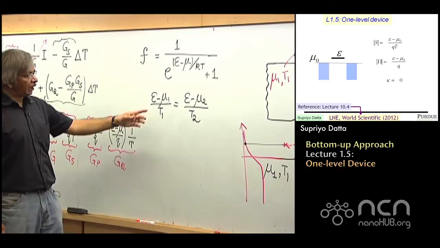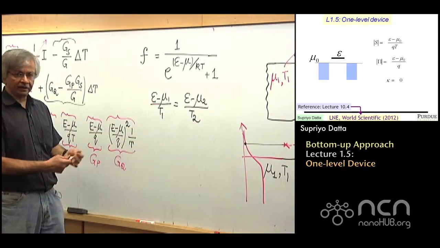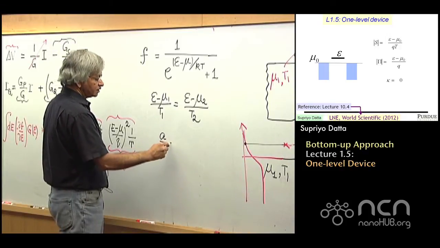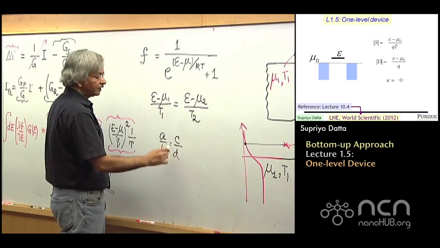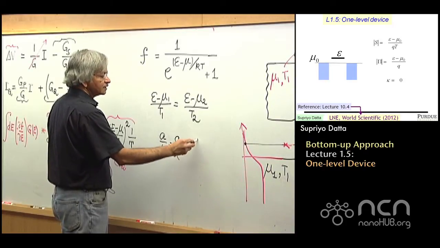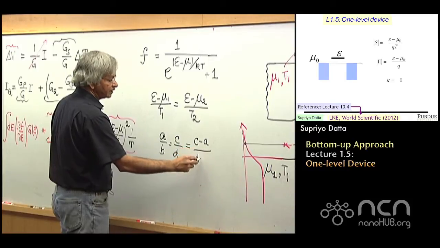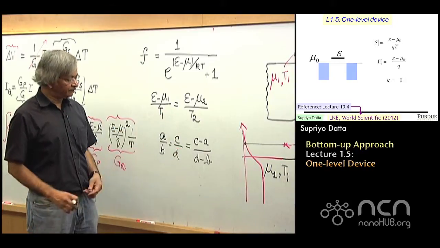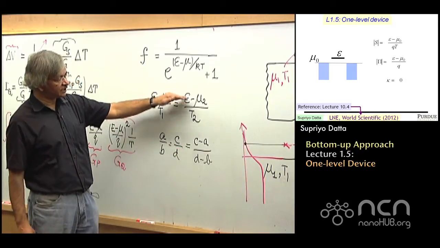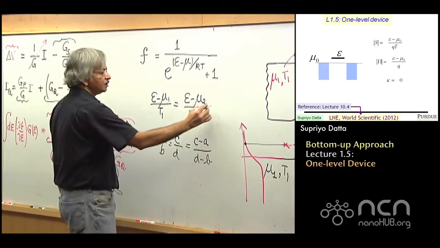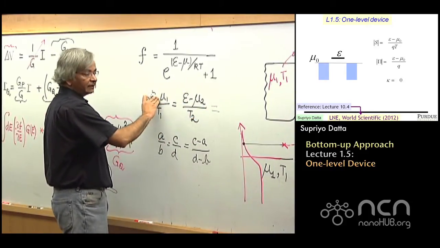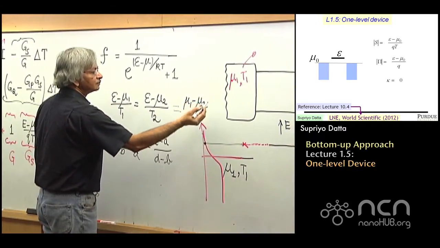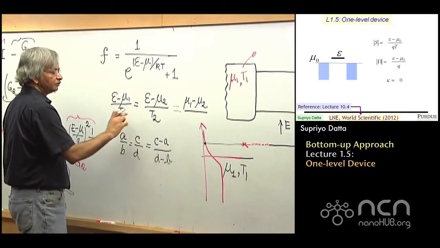Okay. Now, here I'm going to use a little mathematical trick, and it's something like this. That if A divided by B is equal to C divided by D, then each one of these is equal to C minus A divided by D minus B. That's a little algebraic thing you can check out. Okay. So I'll use that here. So this is A, that's B. This is C, that's D. And so each one must be equal to C minus A. The epsilon cancels out. So what you get is mu1 minus mu2 divided by T2 minus T1.